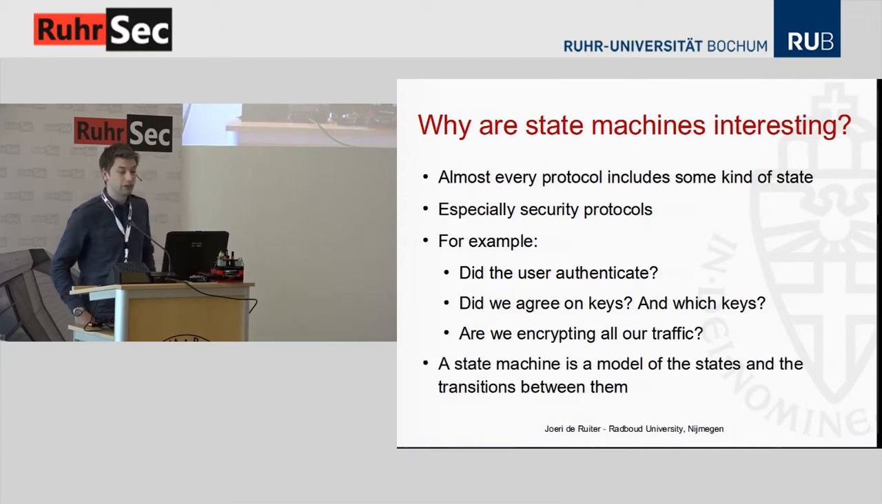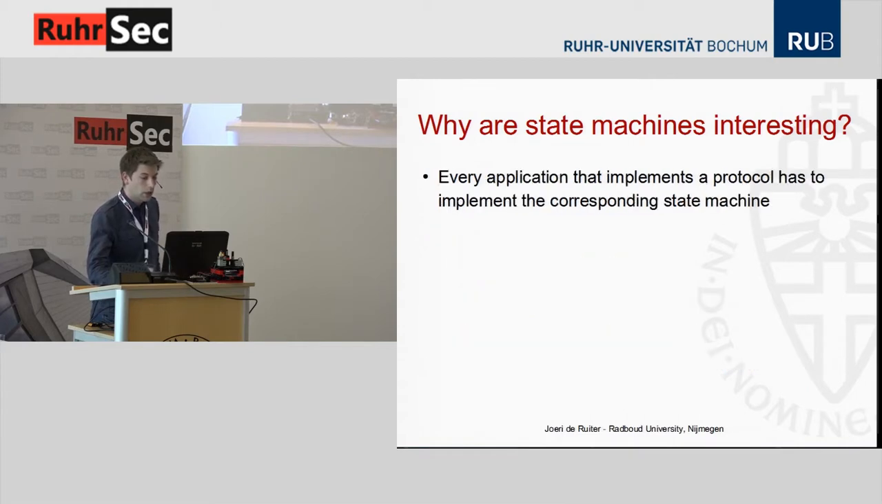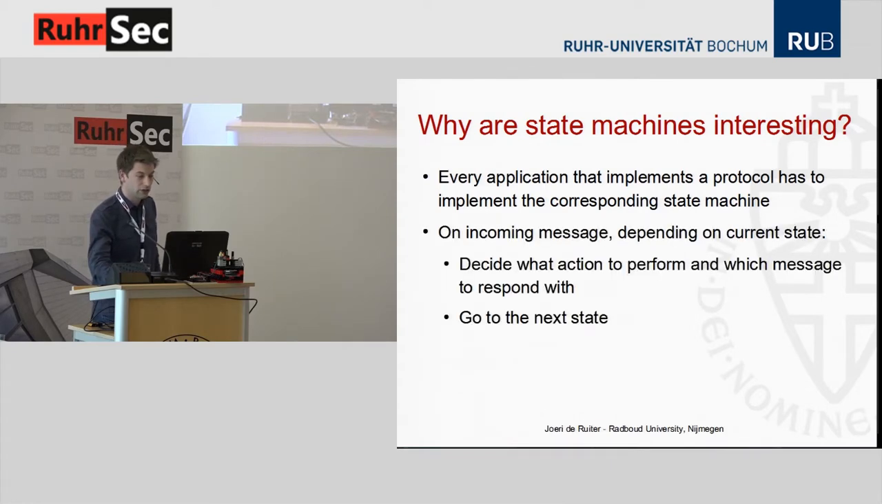And a state machine is a model that contains all the possible states of a protocol and how to transition between these different states. And we'll come back to an example in a bit. So every application that wants to implement a particular protocol also will have to implement the corresponding state machine. So typically this is done rather implicitly, and lots of stuff can go wrong there, as we will see in a bit.